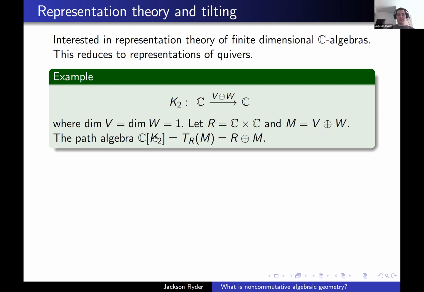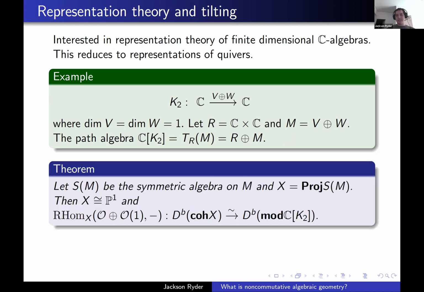So then a representation of a quiver is just a module over this path algebra. Okay, so this idea of studying these representations, it's been around for a long time. And there's a very, very nice connection between algebraic geometry and these representations of quivers and these path algebras. So if we take this vector space M, just the sum of all of the vector spaces on the edges in our quiver, and we look at the symmetric algebra on this vector space M, then when we take the proj of this symmetric algebra, it's actually going to give us the projective line.